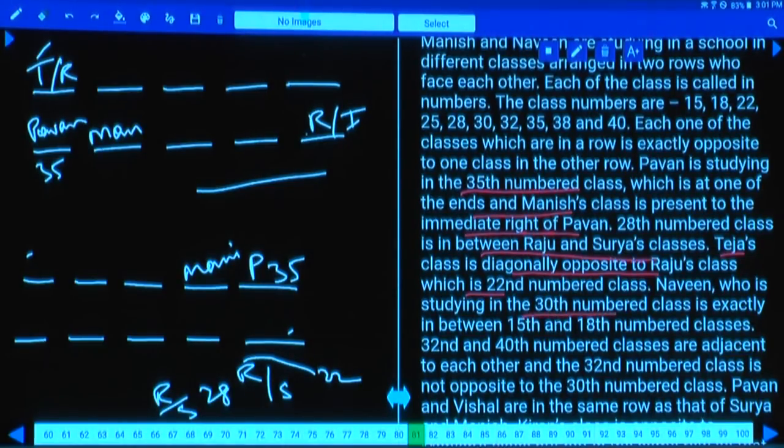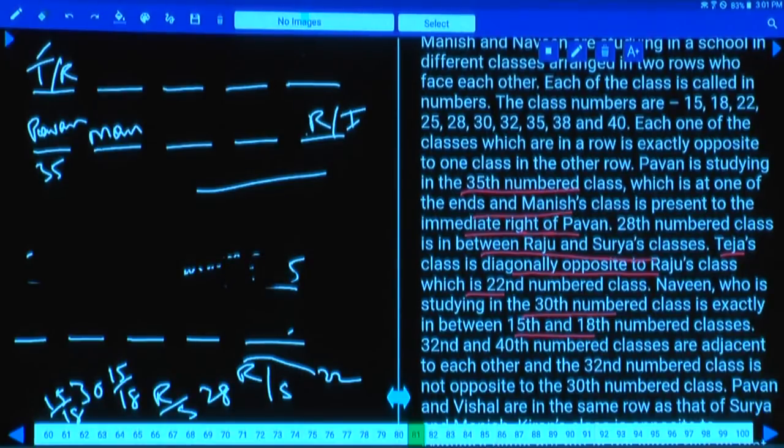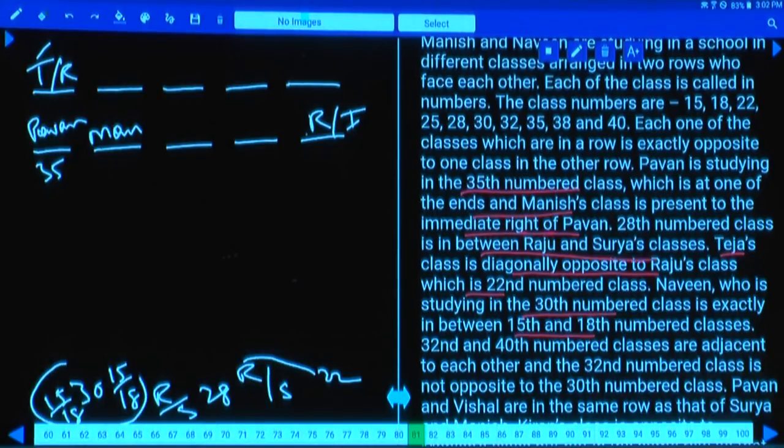Naveen, who is studying in the 30th standard, is exactly between 15 and 18. 30 is exactly between 15 and 18. Now sir, as there is no space required here, I finalize one of the arrangements, isn't it? I will start with this one. If any condition is invalid, then we can go to the next one. Okay, next possibility. Then in this one, what are the different conditions here? 15, 18, 30, and Raju, and this Surya and 28, and Raju is 22.